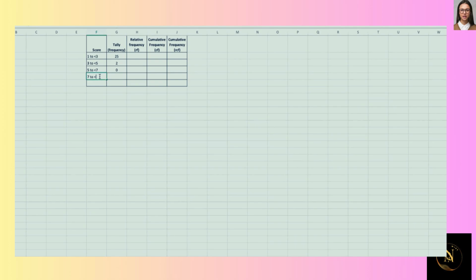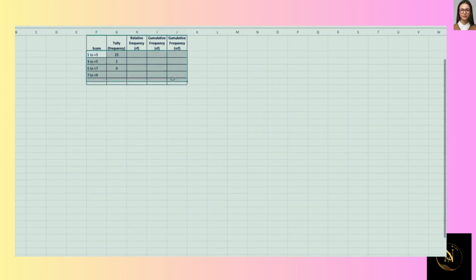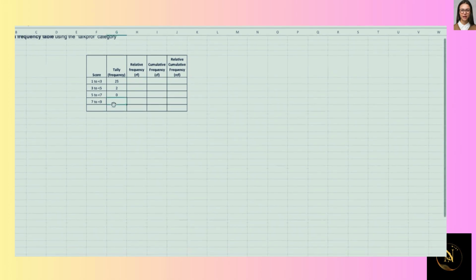And then 7 to less than 9, it should say, less than 9. And I did not center these ones. So that would be 1, 2, 3, 4, 5, 6, 7. Then I'm going to total up all of these. So 25 plus 2 is 27. So 27 plus 7 is 34.